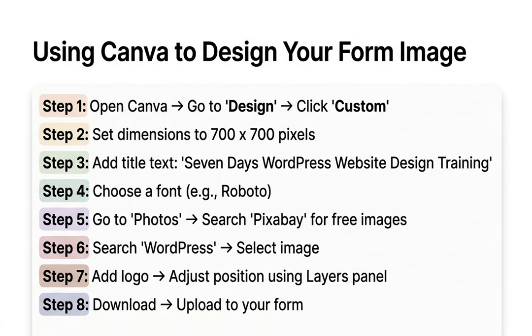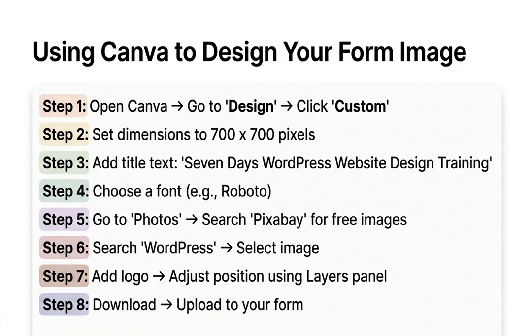To make your form look great, you can use Canva to design a custom image. Here's the process step by step. Open Canva, go to Design, and click Custom to set your own dimensions, in this case 700 by 700 pixels. Add your title text, something like 7 Days WordPress Website Design Training, and choose a clean font like Roboto.